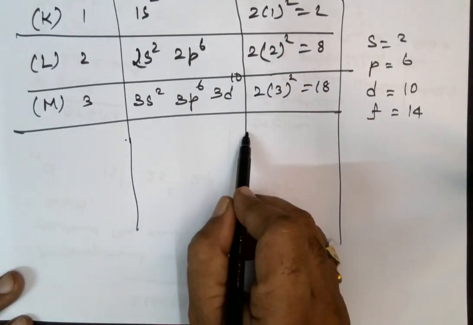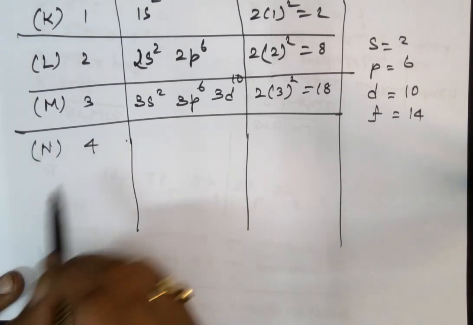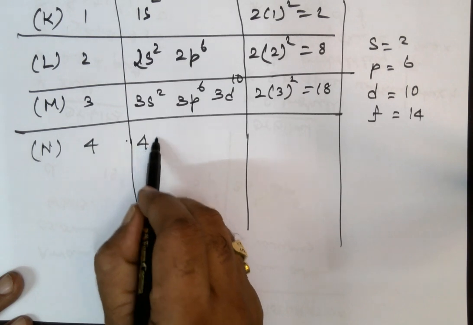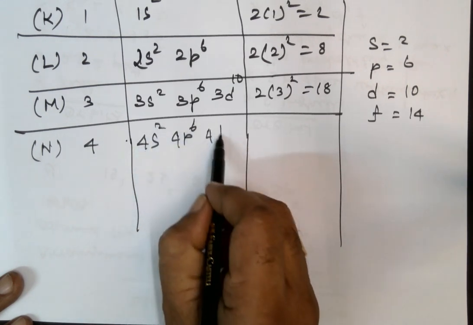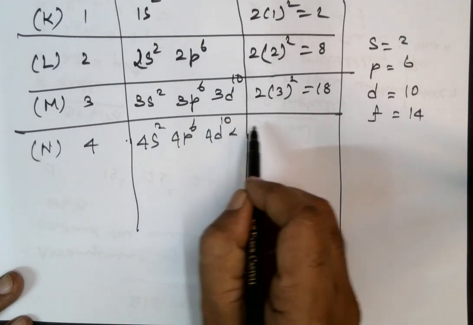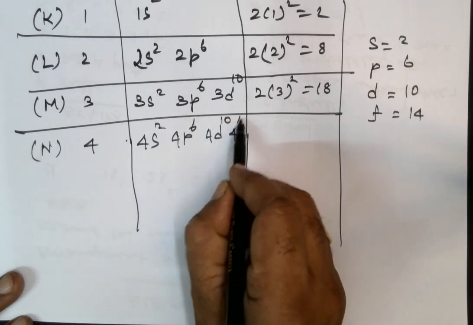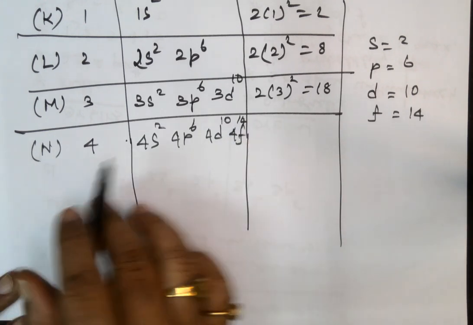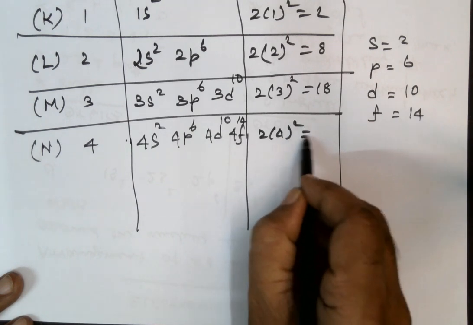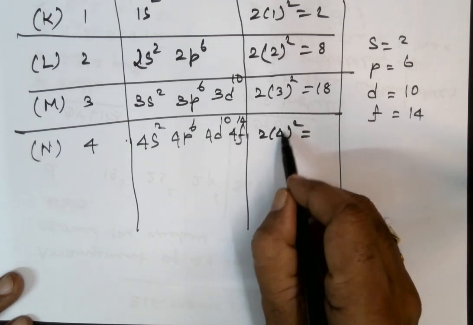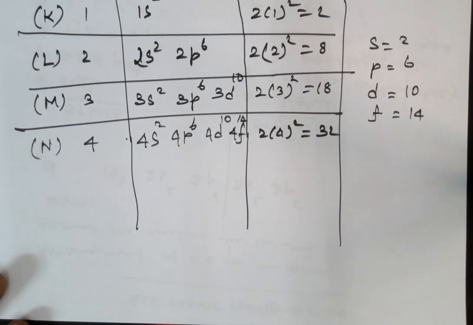And similarly we can proceed with N shell, that is the fourth shell, where you can represent this as 4s2, 4p6, 4d10 and then 4f14. It means how many electrons can it accommodate? 2 into 4 squared means 32. 4 fours are 16, into 2, 32 electrons it can accommodate. Are you able to follow?